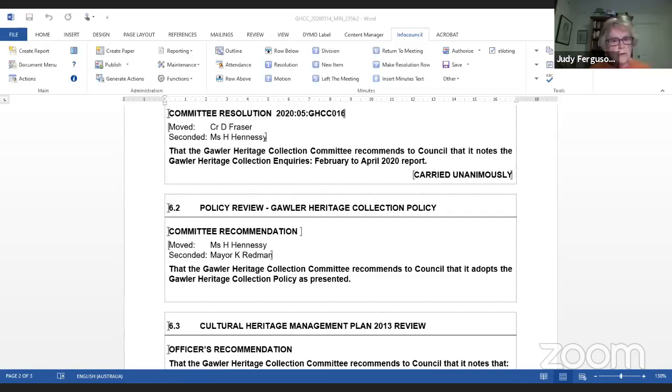Okay, and can anyone enlighten me on why that's changed? Through the chair, we'd have to take that on notice. I'm not aware of it previously being called that either, or the reason for the change, if there was one. In my time here at Gawler as well, it's been the local history collection. So we can take that on notice and get a response back.